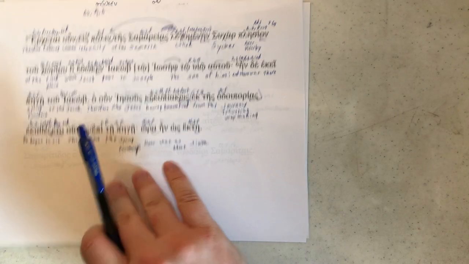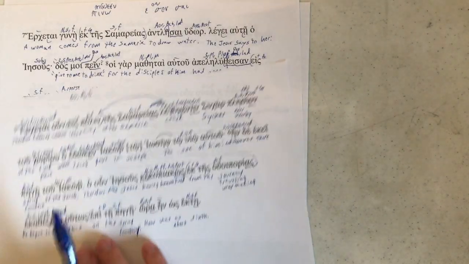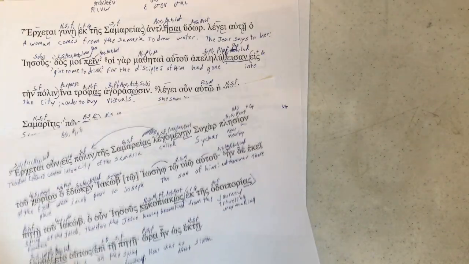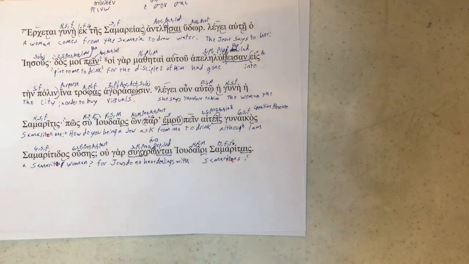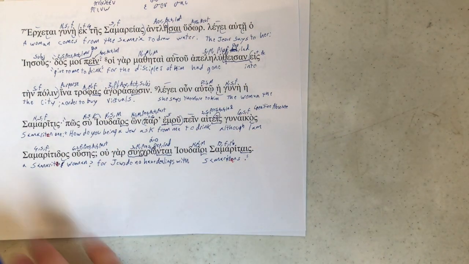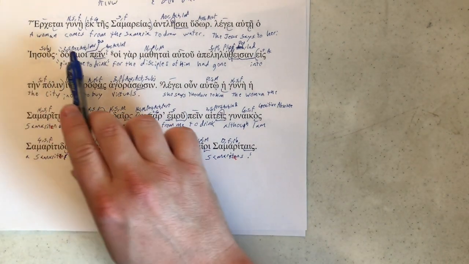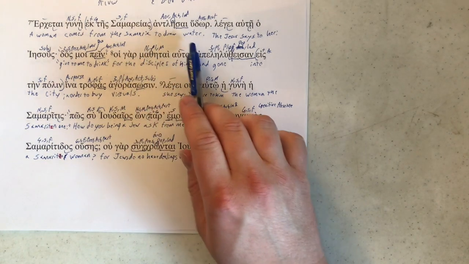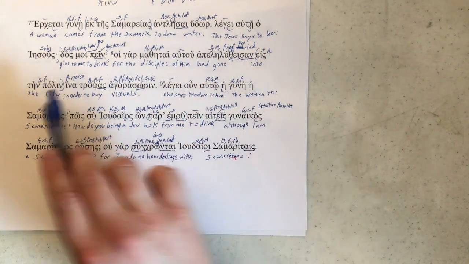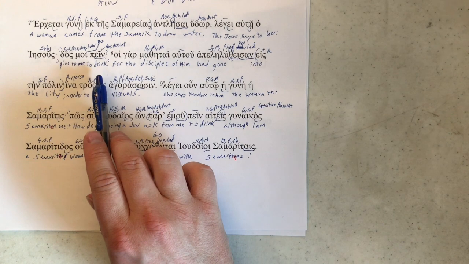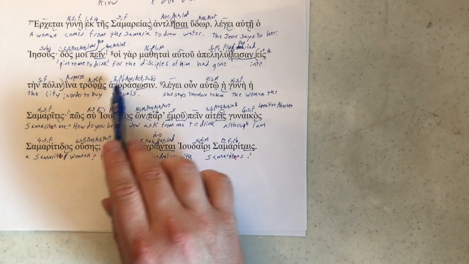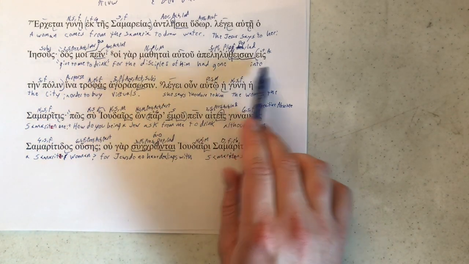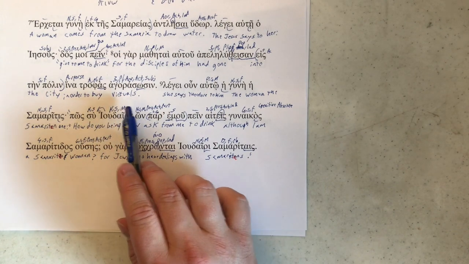Hour was about 6. You know, I could probably cut off at 6 and just start each time at 7 from this point on. I might do that. A woman comes from the Samaria to draw water. And Jesus says to her, give to me to drink. No, I don't show the contraction there. For the disciples of him had gone into the city in order to buy victuals.